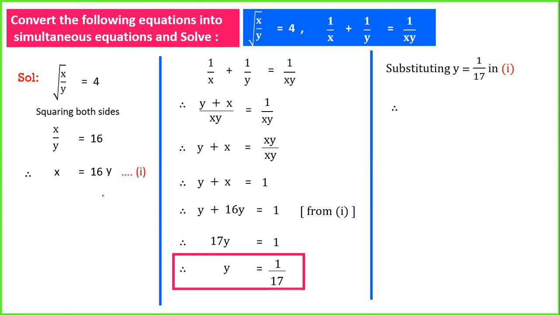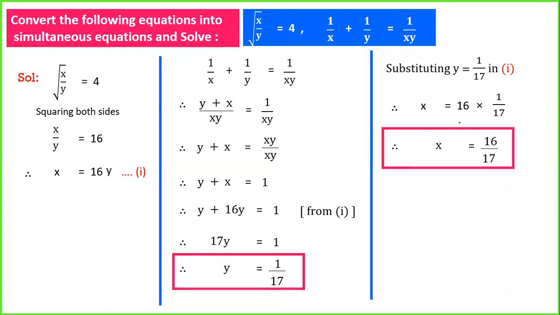So x is 16y means 16 into y. So 16 into y, that is 1 upon 17. So since it's a multiplication here, this is 16 upon 1. In multiplication of fractions, we don't have to bother about LCM. We can multiply numerator with numerator, denominator with denominator. So if I have to say this is upon 1, which needs not be written, it will be 16 into 1, 16 upon 17, because 17 into 1 is 17. So this is the value of x.